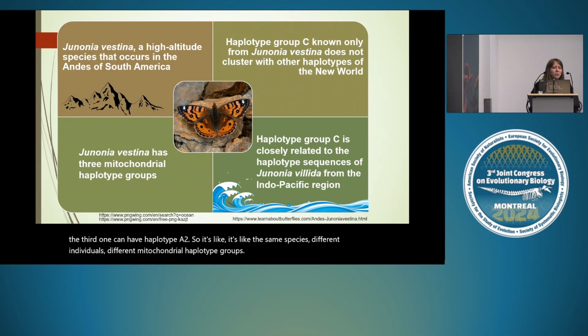Among all of the butterflies in the New World, there is only one species, Junonia vestina, the high elevation butterfly which occurs in the Andes of South America. And it can share 3 mitochondrial haplotype groups: A, B, and C. Haplotype C doesn't cluster with any other haplotype in the New World, but instead is closely related to mitochondrial sequences of Junonia villida from the Indo-Pacific region. So it's a good illustration of long-distance distribution and gene flow.